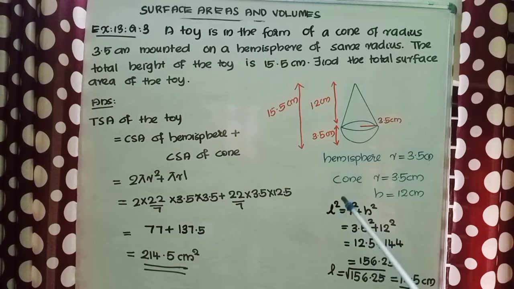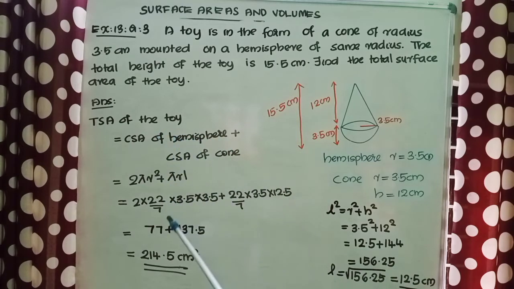The formula is L square equal to R square plus H square. That is equal to 3.5 square plus 12 square. That is equal to 12.25 plus 144. That is equal to 156.25. L equal to root of 156.25. Here we can apply the division method to find the square root. So we will get L equal to 12.5 centimeter.